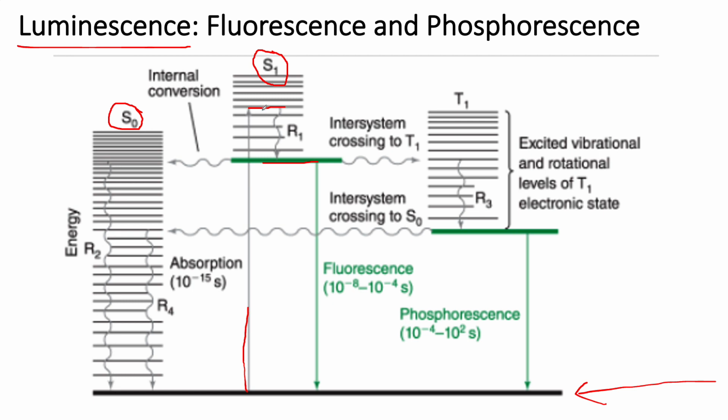All right? Now you can have fluorescence. Here's fluorescence coming down from this energy level down to the ground state. And here they give you some times, 10 to the minus 8 to 10 to the minus 4.